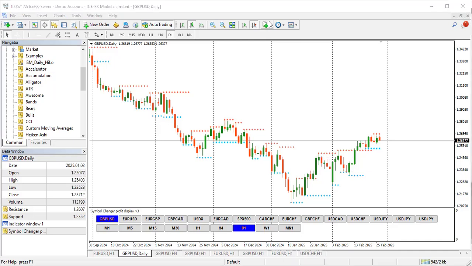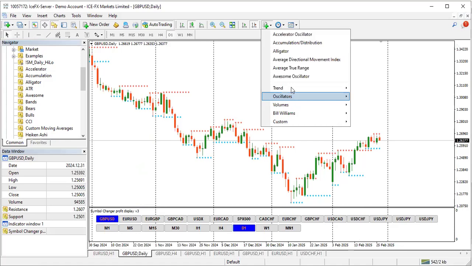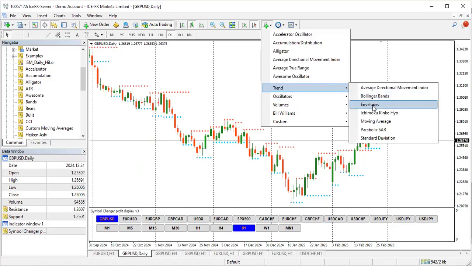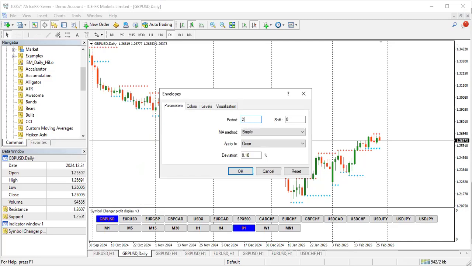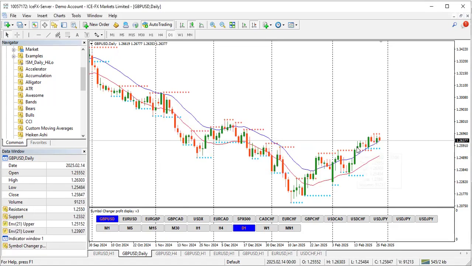So I'm going to add my envelopes. For this, I'm going to be using 21, method linear weighted, deviation 0.5, and then click OK. The first thing you want to ask yourself is, what is the order flow? What's the fractal order flow?